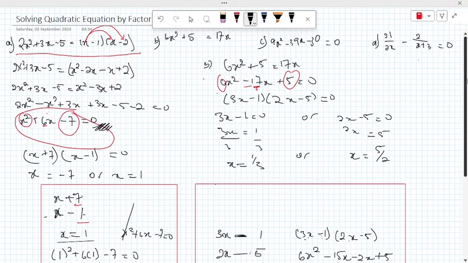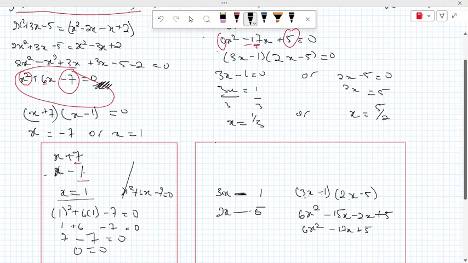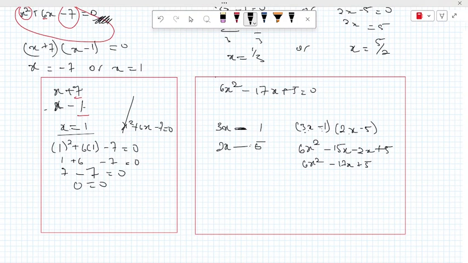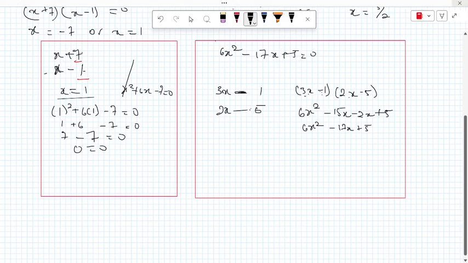So how do you know that your answer is correct? You need to do the checking. Let me write our first expression here. It was 6x squared minus 17x plus 5 equals 0. Alright, so to check our answer, it's checking time.